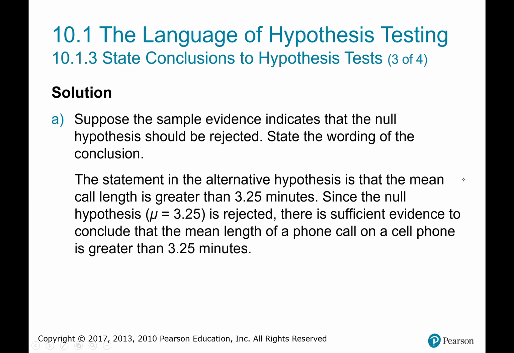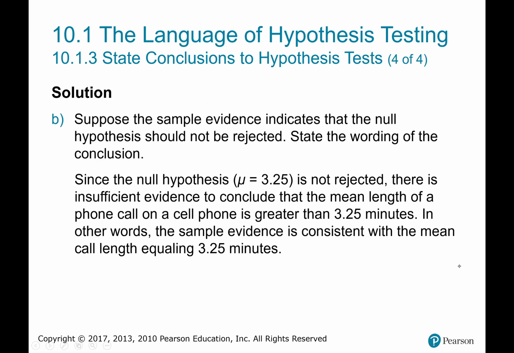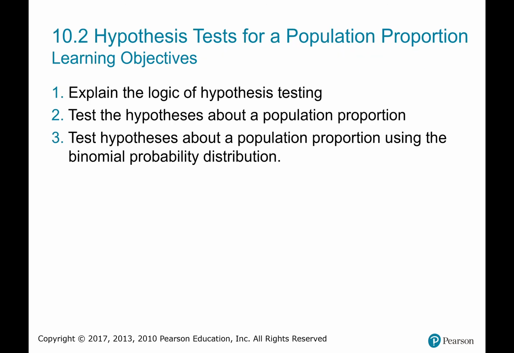So the statement of the alternative hypothesis is that the mean is greater than. Since the null hypothesis is rejected, there is sufficient evidence to conclude that the length is greater than this. And since the null hypothesis is not rejected, there is insufficient evidence to conclude that, so we can't say that. With that being said, that's the end of this video. We'll move into hypothesis testing for proportions next.